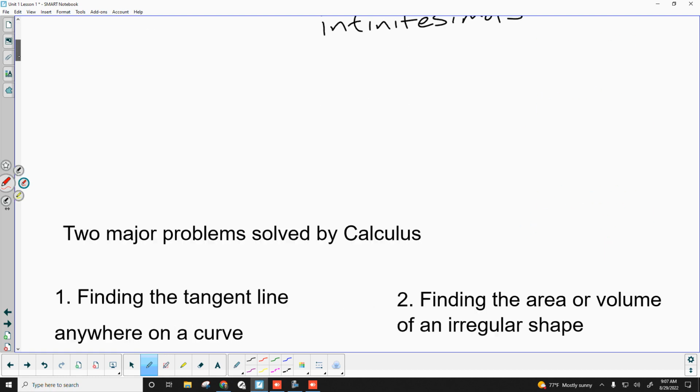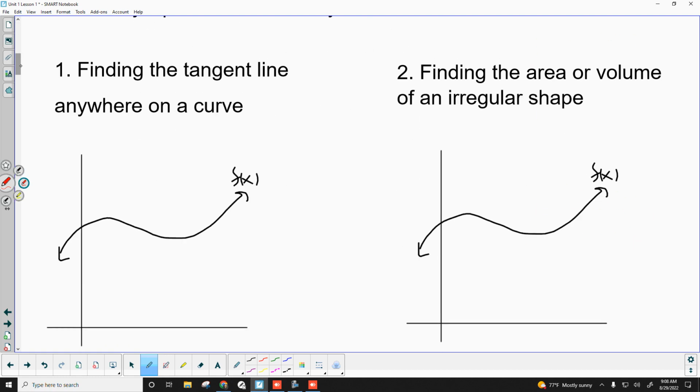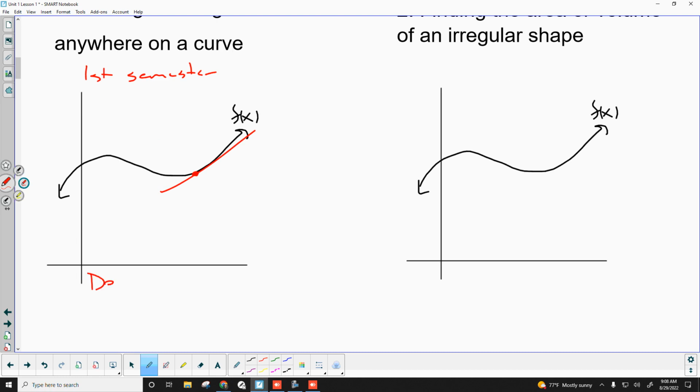All right? 2 major problems solved by calculus that seem to be straightforward, just very math problems, but what they actually mean is a lot greater than what we think it is. We'll find a tangent line anywhere on a curve. We'll tackle this problem in the first semester. We'll learn about the word derivative. Derivatives. You'll learn about a derivative Unit 2, lesson 1. We won't learn about that until Unit 2.